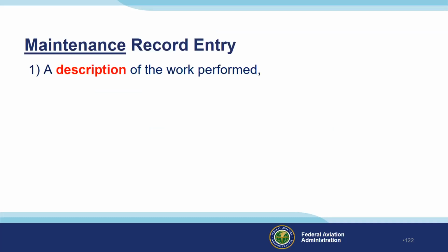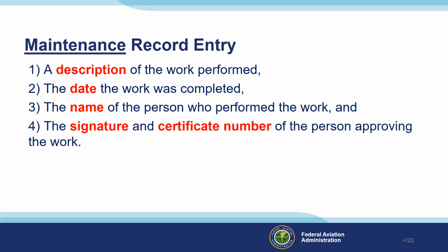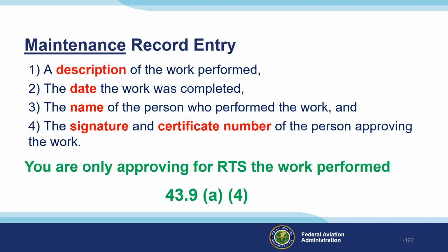Maintenance record entry: a description of the work performed. That's probably the biggest one that people just don't get enough detail or don't make a good description. The date, that's easy. The name of the person who performed the work and the signature and certificate number of the person approving the work. And remember, you're only approving for return to service the work that you performed. You're not saying the entire aircraft is airworthy if you just change the tire. You're saying that the work you did is airworthy.